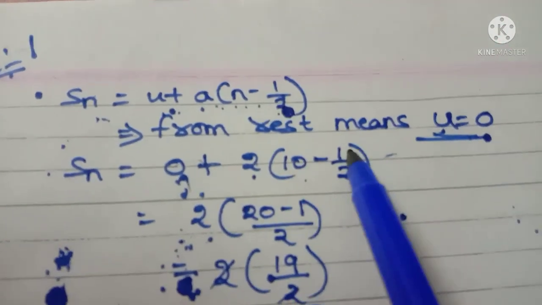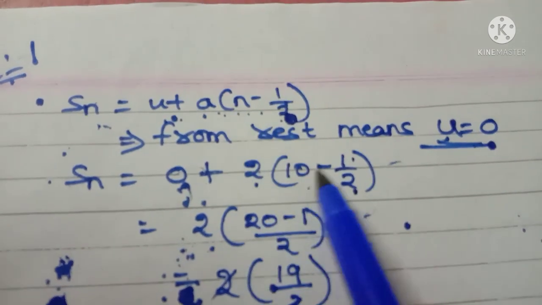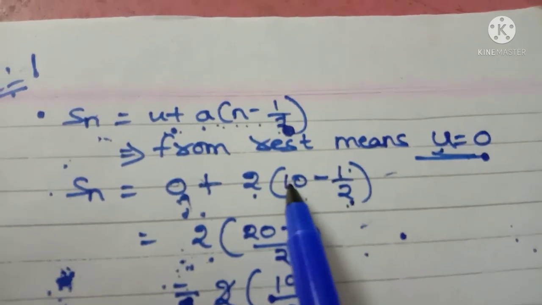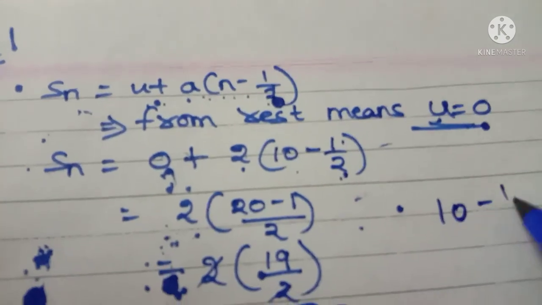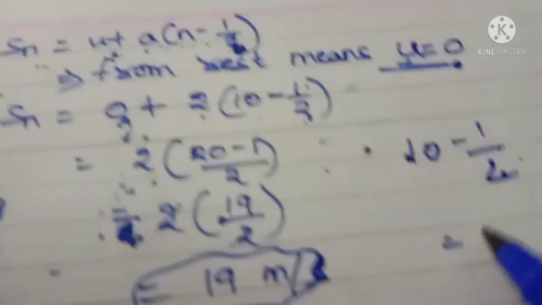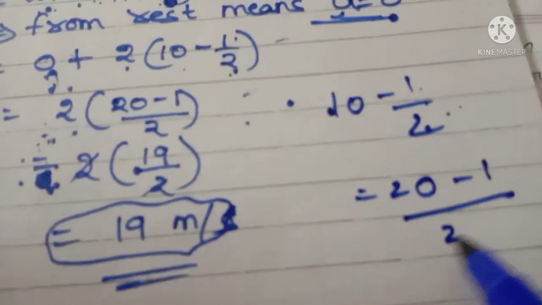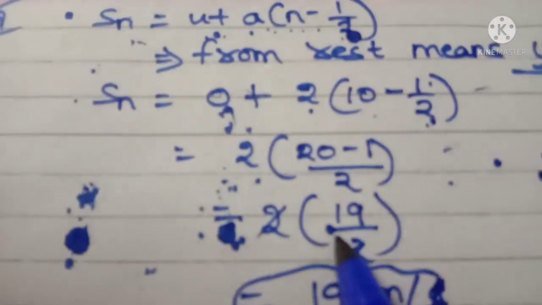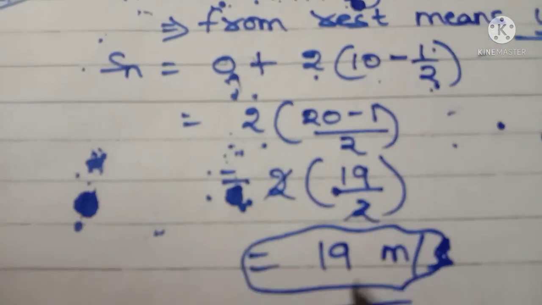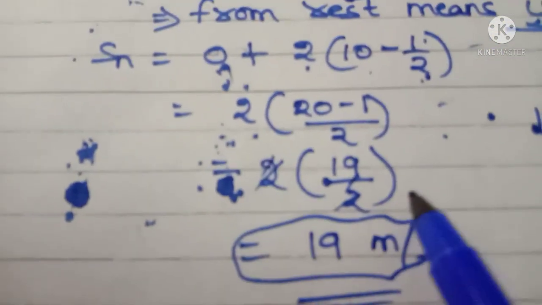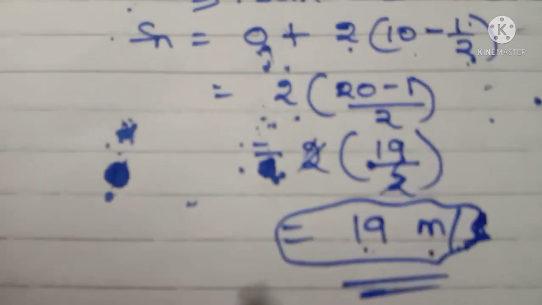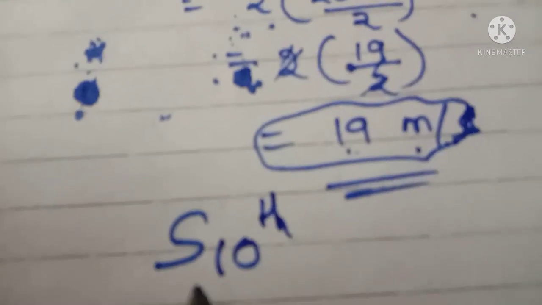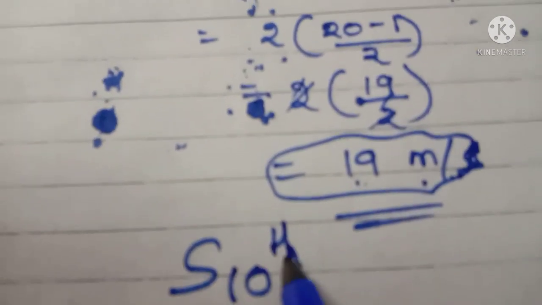So n minus half, n value is 10, 10 minus half. So multiply this 10 with 2, what will you get? 10 minus half, what will you do? 2 into 10, 20 minus 1 by 2. So you will get 19 by 2. The same thing I did here, 2 into 19 by 2. This 2 cancels. What will you get? 19 meters. This is the distance traveled in 10th second.